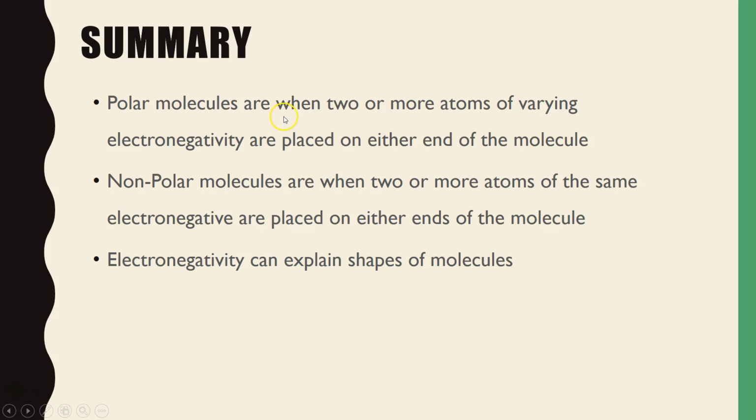This is a summary of today. Polar molecules are when two or more atoms of varying electronegativity are bonded together at each end of the molecule, creating a positive and negative charge. Non-polar is obviously when you have equal distribution of charges, so you can have positive and positive or negative and negative on either end, giving it a non-polar substance. And electronegativity determines that shape.